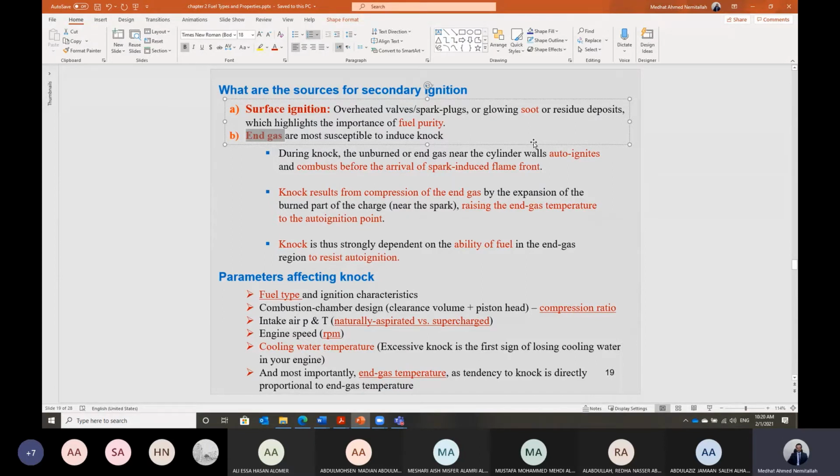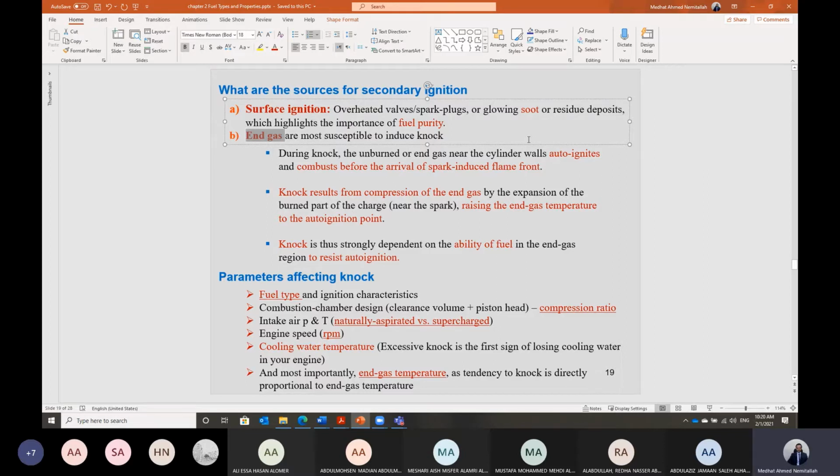So the valve itself, guys, if we have some soot or carbon deposit on this valve or spark plug, this can act as a secondary source of ignition, so that it can ignite the fuel away from the spark plug. And in this case, we'll have another combustion initiated inside the cylinder.